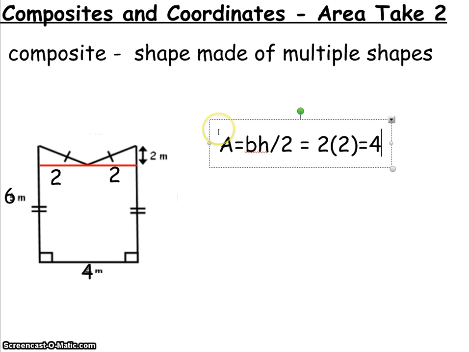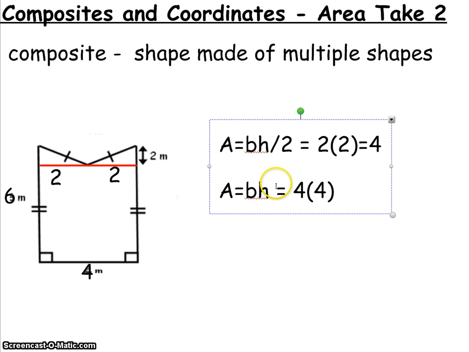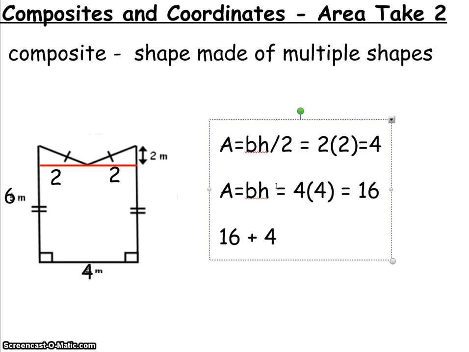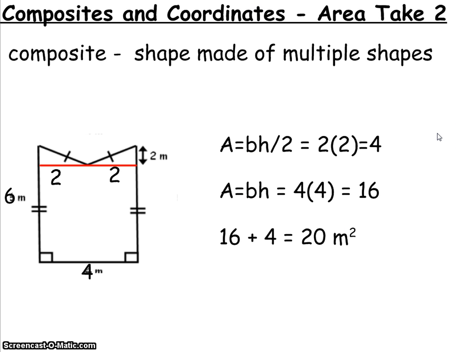and I come up with my answer being 4 units. For the rectangle, I have to pay attention that 2 meters of that comes from the triangle. We're losing that 2 meters. So actually, this is in fact a square. So the area is base times height, 4 times 4 equals 16. With composite areas, I then need to add them up. So for this particular problem, my solution is 20 meters squared.